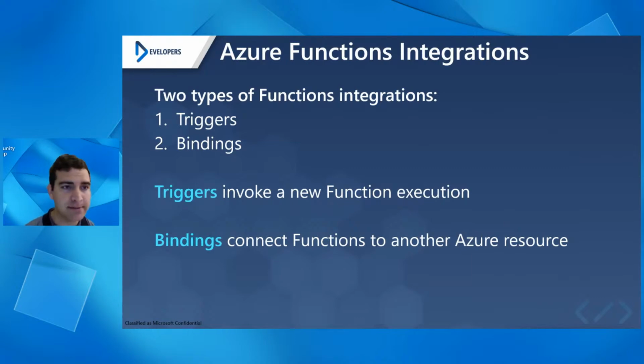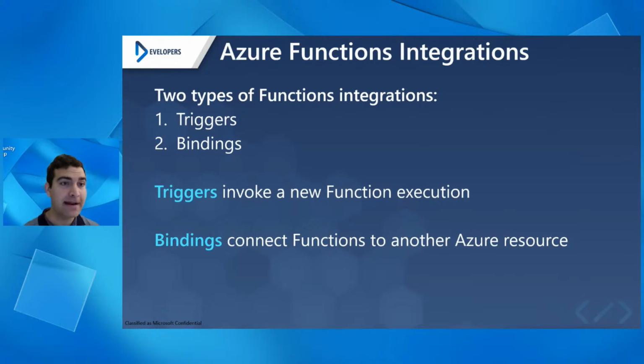So functions themselves, serverless, you execute a snippet of code on demand, or based on a certain time structure, which allows for these really new and exciting serverless architectures. There are really two types of integrations with Azure Functions: triggers and bindings. Triggers are a way to invoke a new function execution. So something happens on my cache, and that triggers this new serverless function.